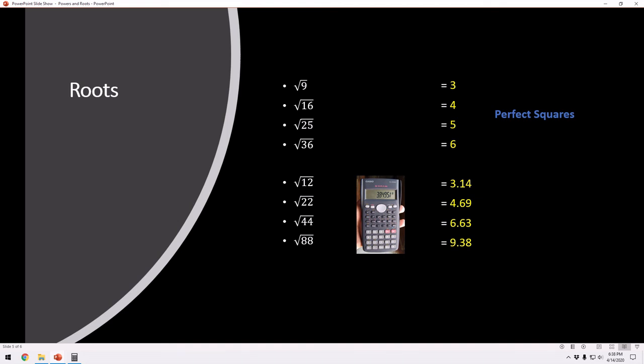So now these results, my friends, because they involve decimal numbers, are not perfect squares. They're not perfect squares.